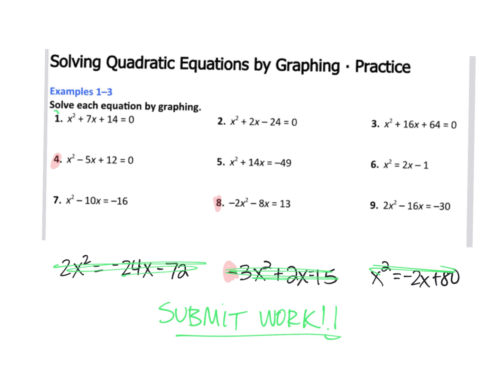By the way, you are doing numbers 1, 2, 3, 5, 6, 7, and 9. Okay, so those are the ones you were doing. So basically, you get to skip 4 and 8.